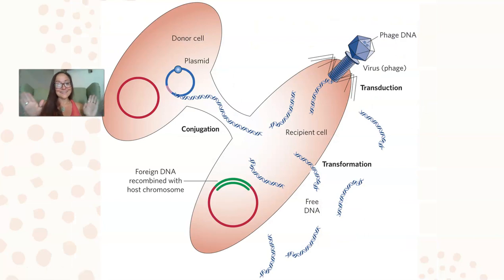I like this picture because of the actual little double helices. I also like this one because in conjugation, you can see how that plasmid is undergoing replication to produce the new DNA strand. And then you have your transformation, DNA from the environment getting picked up by the recipient cell. And then you have your phage virus transporting DNA into the recipient cell.